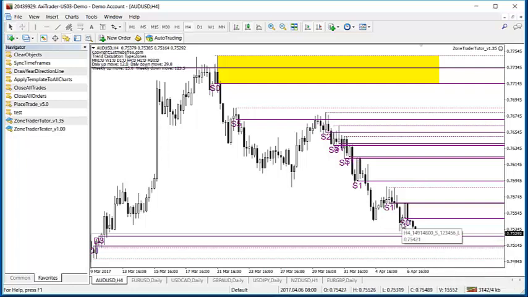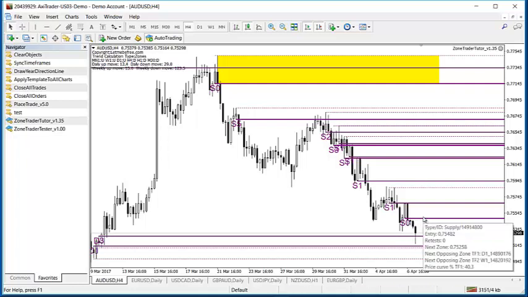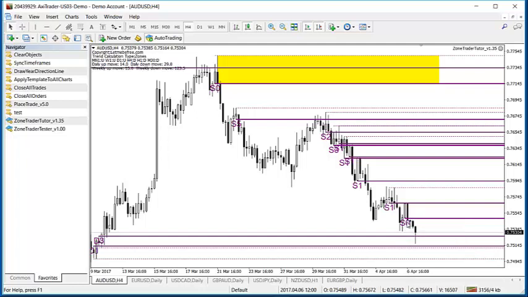Next to the actual letter S or D, you have a number. And with the default settings, this represents the number of retests that particular zone has had since it formed. So looking at this one here, it's only just formed, price hasn't come back to it yet, there's been no retest, therefore it's showing a 0. The zone above it, S1, you can see that price has come back to it, touched it briefly, and then dropped away from it again. So we've had one retest, which is why it's S1.